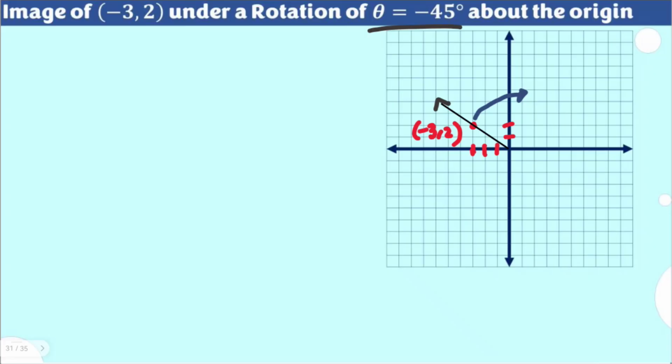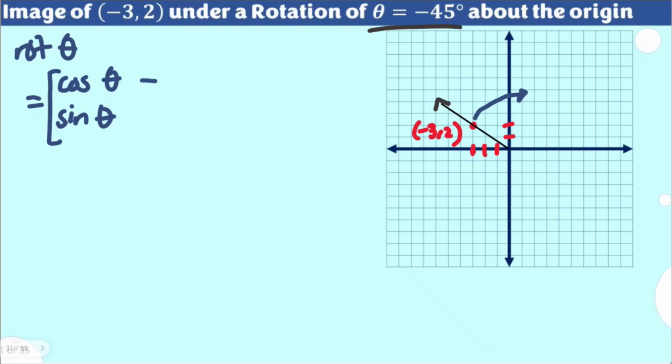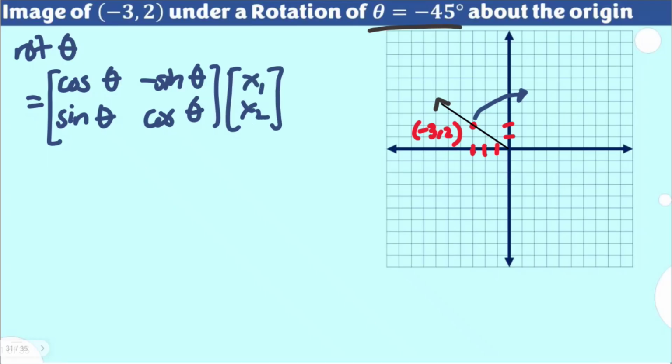We do have a formula for the rotation. The rotation is given as the product of two matrices. You have cosine theta, sine theta, negative sine theta, positive cosine theta, times your components x sub 1 and x sub 2. Sometimes we use x and y as they are also components of points in the Cartesian plane. But just to be consistent with the rest, let's have x sub 1 and x sub 2.